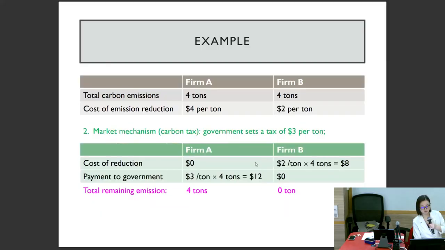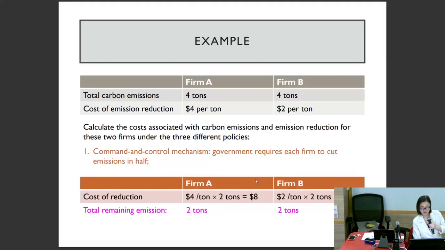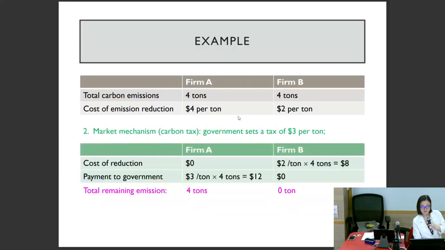But this one is paid to the government, and this one also paid to the government. Look at the cost of reduction, investing in the technology. In command and control, firm A spends $8, firm B spends $4, remaining 4 tons. And for carbon tax, also remaining 4 tons. But this $12 goes to the pocket of the government, and this $8 is spent on the technology.